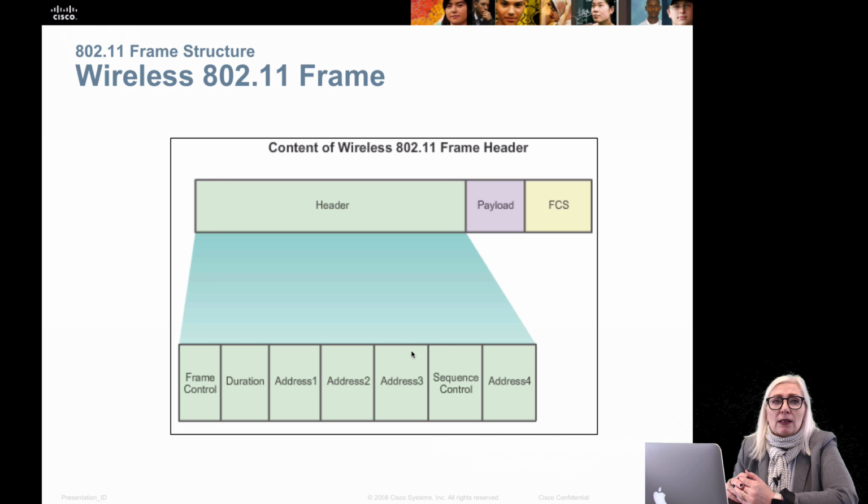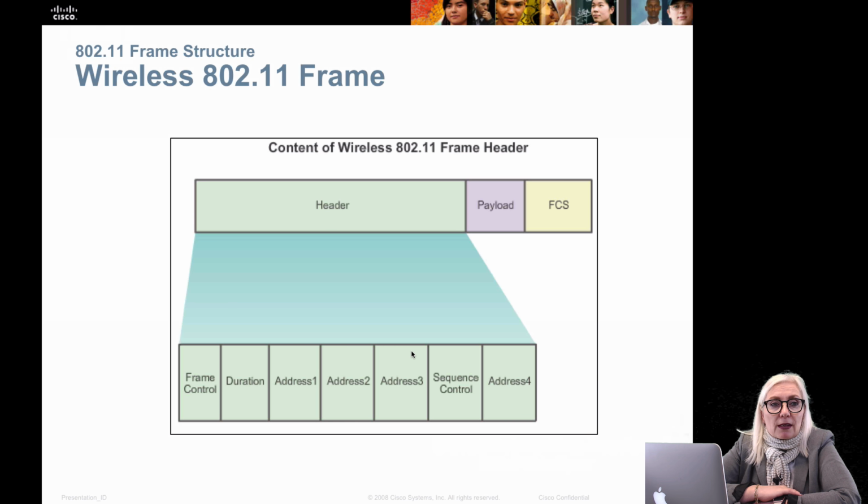When we look into the 802.11 frame, which is the frame on layer 2 in wireless communication, we will see that in general we have a header and the payload and some kind of check in the end. If you look at the header, it actually has a lot of different fields.